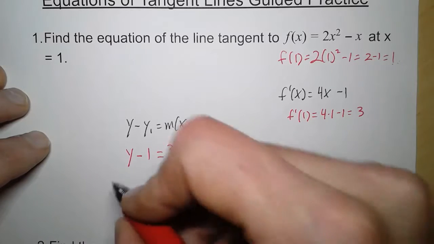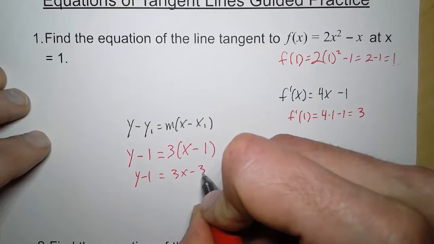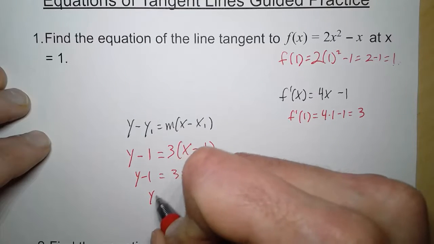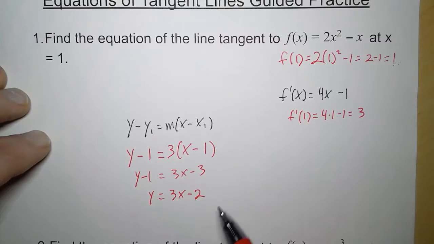So I'll multiply in the 3, so y minus 1 equals 3x minus 3, and then we'll add the 1. So y equals 3x minus 2. Same equation, but now it's in slope-intercept form.